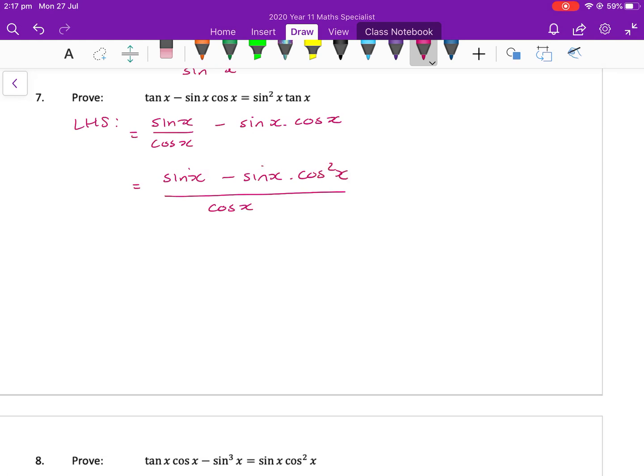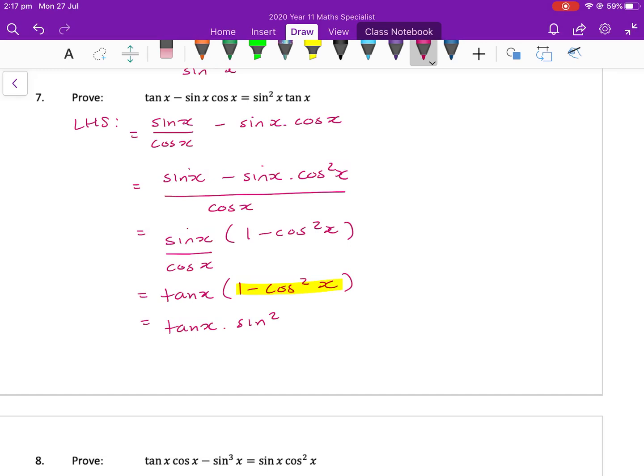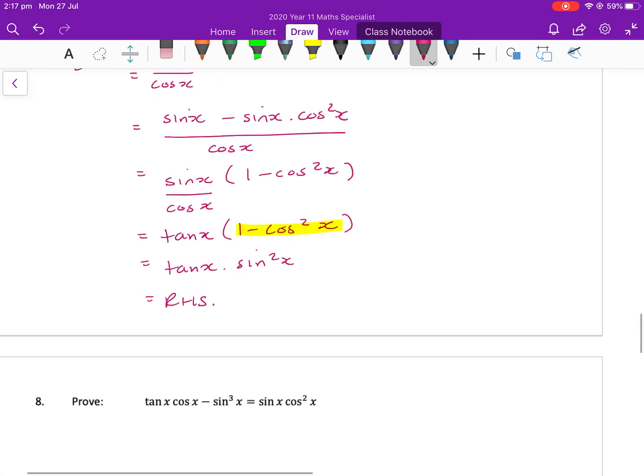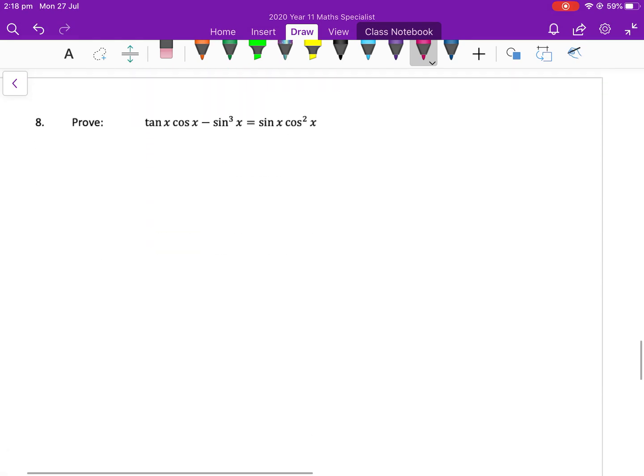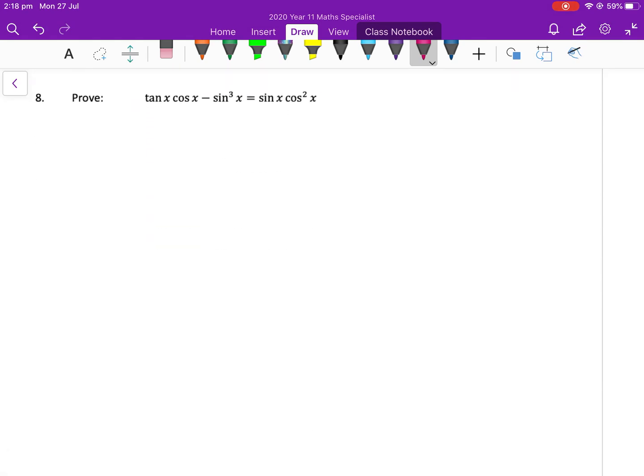So it's going to make that one cos squared x. The reason I'm going to do that means I can take out a common factor of sine x, and that's over cos x. And sine x over cos x is tan x times 1 minus cos squared x. And this part here in yellow reminds me of the Pythagorean identity. This equals sine squared x, and I've equaled the right-hand side. So now it's your turn to pause the video for the last time and have a go at the following proof.